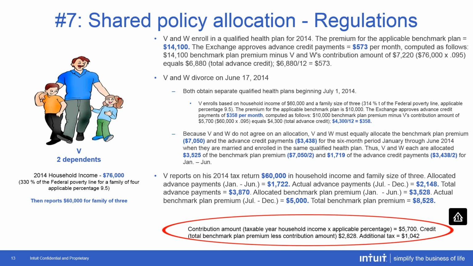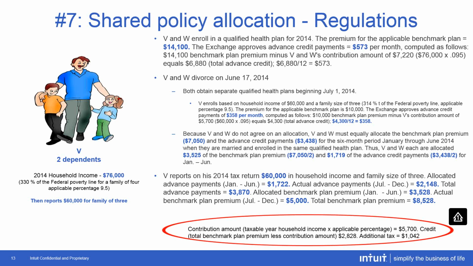V&W divorced on June 17, 2014, and obtained separate qualified health plans beginning July 1st, 2014. V enrolls based on a household income of $60,000 and a family size of 3. The premium for the applicable benchmark plan is $10,000. The exchange approves advance credit payments of $358 per month.